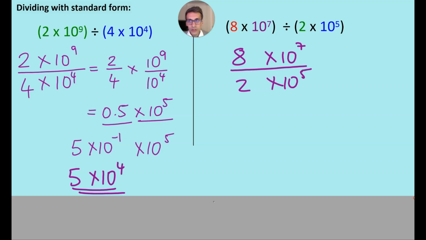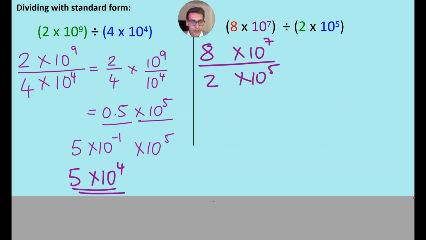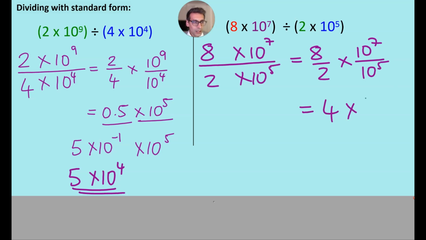Now we're going to split this into two separate fractions. So this is going to be equal to 8 over 2 times 10 to the power 7 over 10 to the power 5. 8 over 2 is 4, and 10 to the power 7 divided by 10 to the power 5 is 10 to the power 7 minus 5, which is 2. Now this is convenient because it's already in standard form.